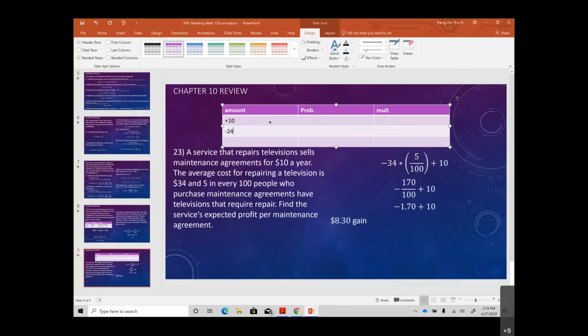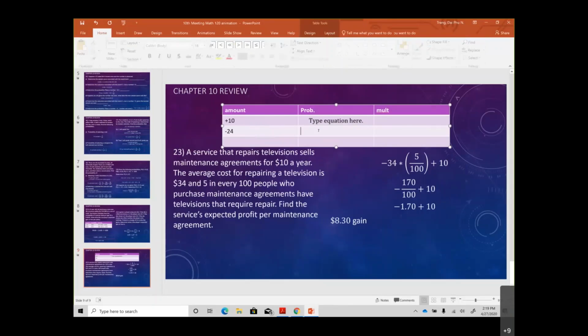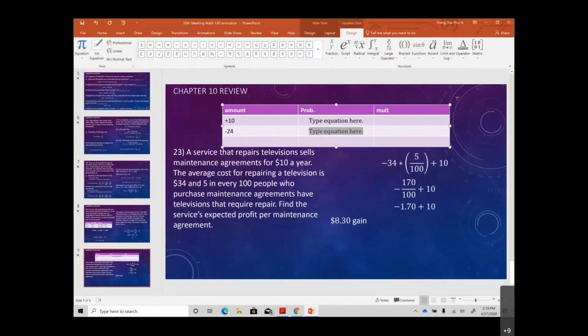But in this case, the net loss, right? The net loss is only $24, not the 34, right? The probability is the same, right? The probability here, when he lost, he will lose this much, right? The probability of him losing is 5. For every 100 customers, he will lose to 5 of them.